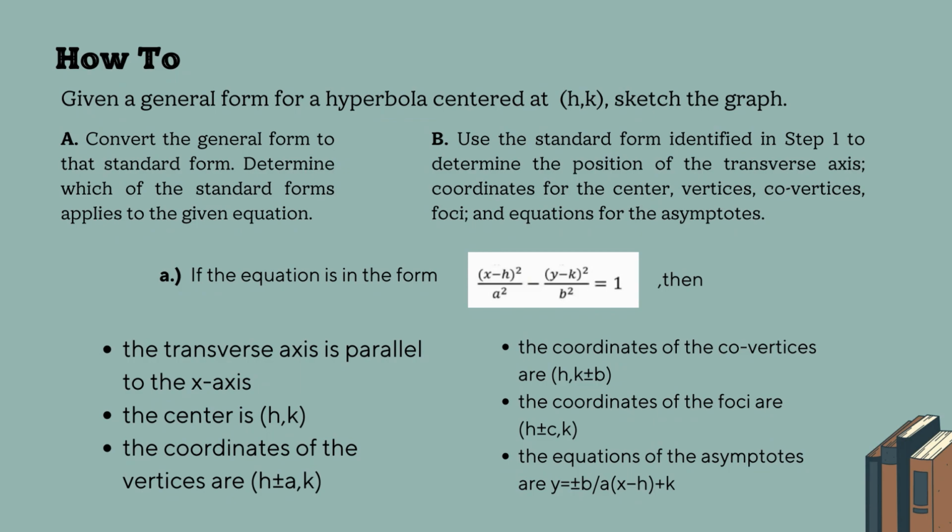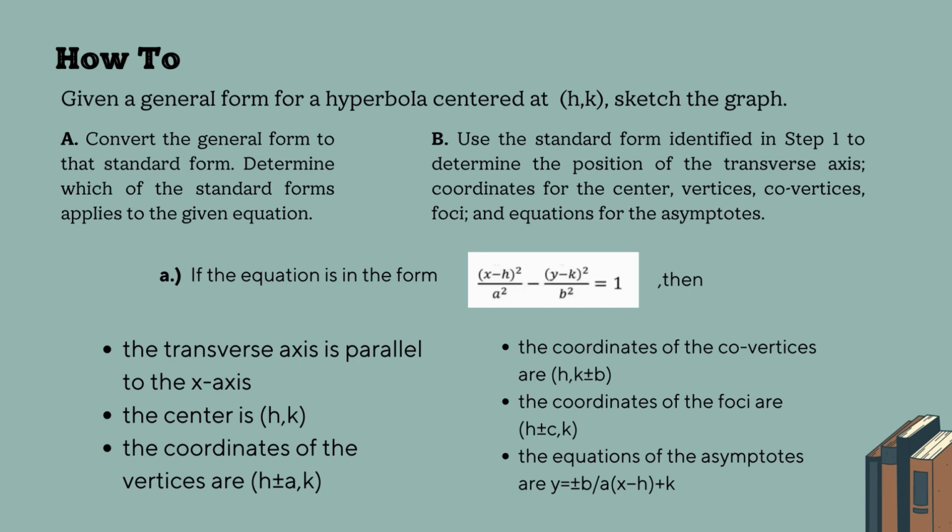Another how-to is when you are given a general form for a hyperbola centered at (h, k) and you need to sketch the graph. So first, convert the general form to the standard form. Determine which of the standard forms applies to the given equation. Use the standard form identified in step 1 to determine the position of the transverse axis, coordinates for the center, vertices, co-vertices, and foci, and equations for the asymptotes.